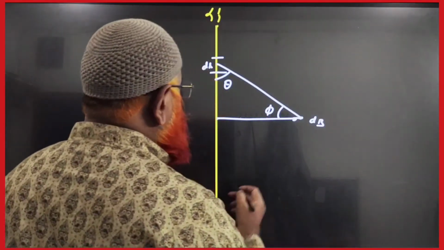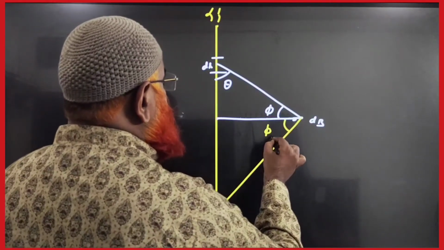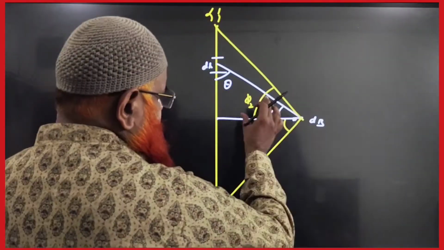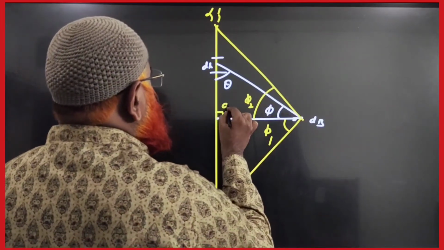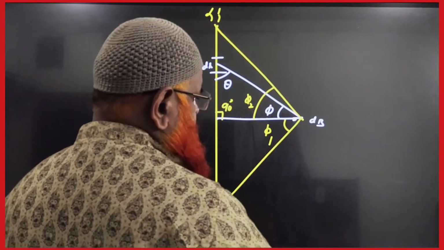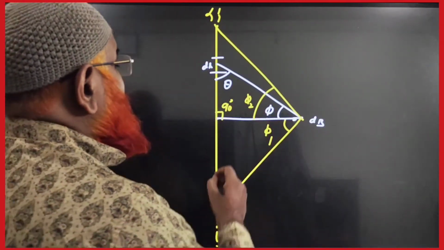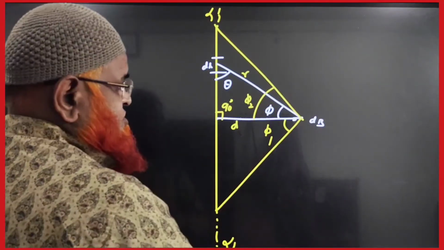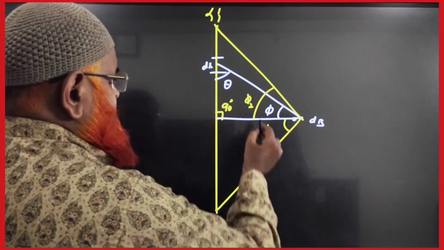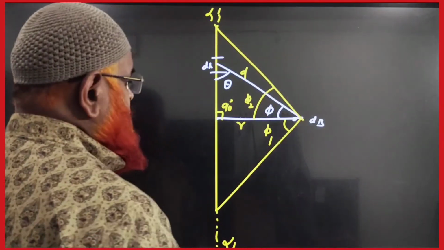Now let us take from here to here. Let this angle be phi 1. From here to here, the angle is phi 2, and this is phi. This is theta, and this is 90 degrees. Understood? From dl, let us consider the length is R and this is D. Or you can take this as D and this as R. Understood? Now what is going to happen?